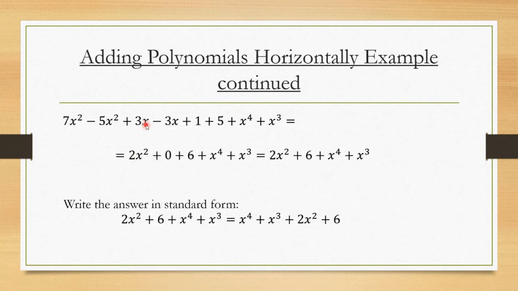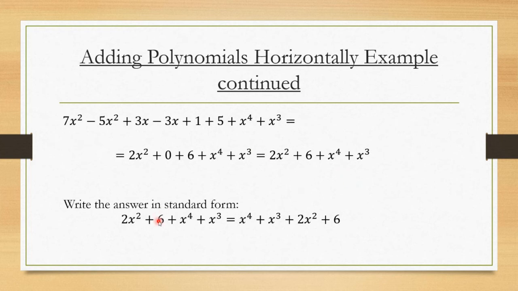3x minus 3x becomes 0. 1 plus 5 becomes 6. x to the 4 stays as itself. There's nothing we can combine it with. x cubed also stays as itself. Now we get this: 2x squared plus 6 plus x to the 4 plus x cubed. That's what we get here.